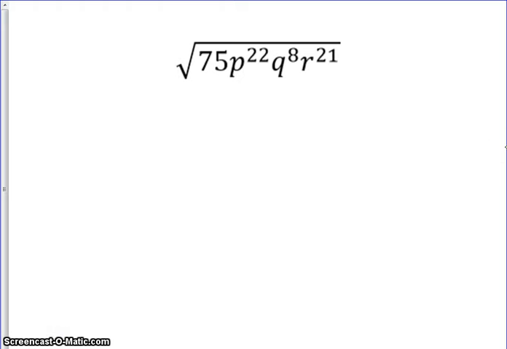Okay, so in all the previous problems we've had perfect squares and even exponents. Let's work on a problem that doesn't have either of those. So let's begin, first off, like we always do, by breaking this problem up into easier pieces to work with.